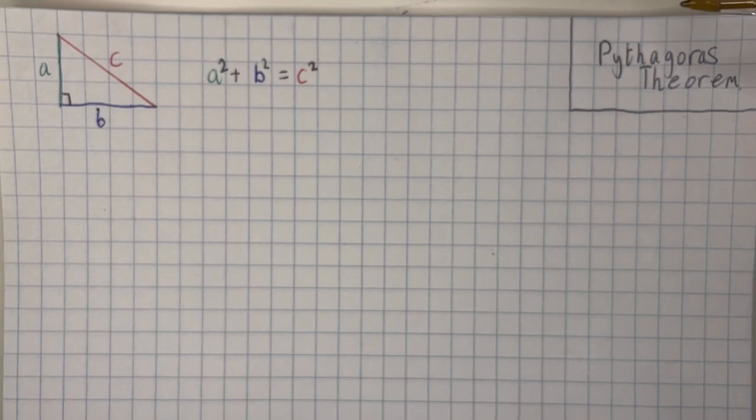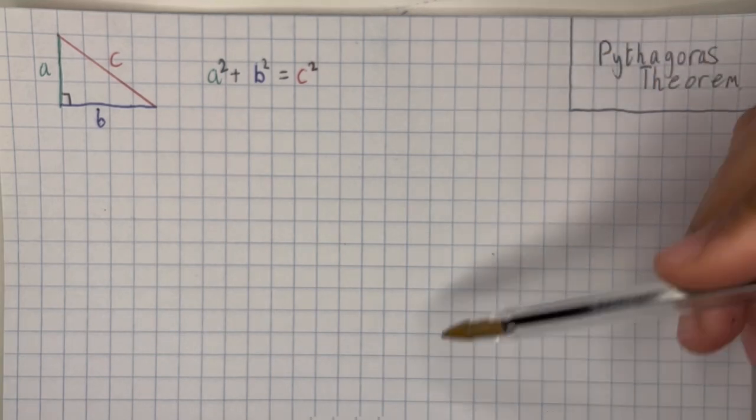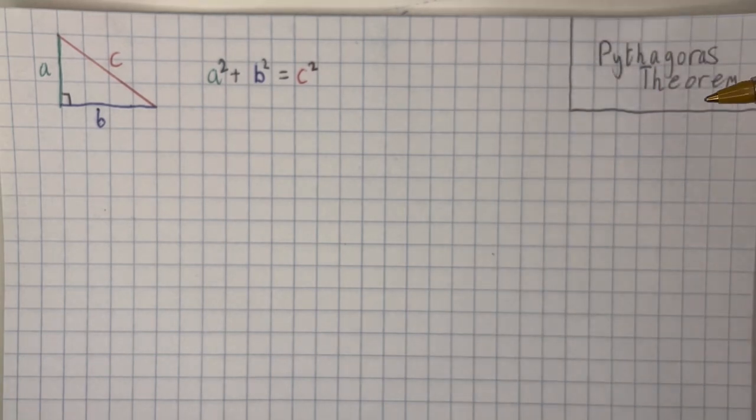Today we're just going to go over a simple proof of Pythagoras' Theorem. Just bust out this square paper because we're going to use a bit of geometry right now.